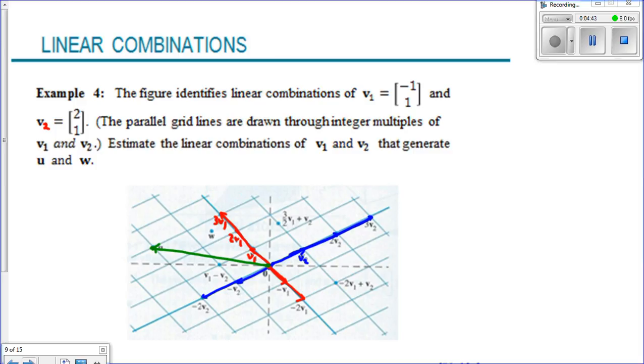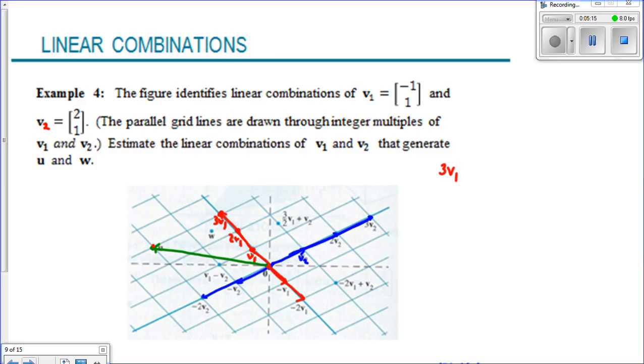So look at the point u and look at the grid determined by v1. We had 0 here, v1 here, 2v1 here, 3v1 here. By looking at the grid, we would have to come out 3v1 to get even with this point u. So I'm going to propose that 3v1 is the proper weight of v1 to create u.